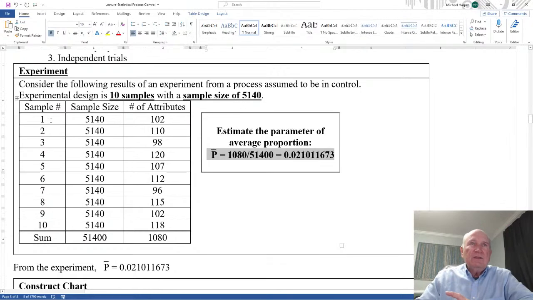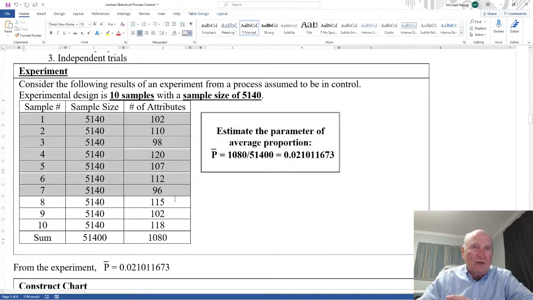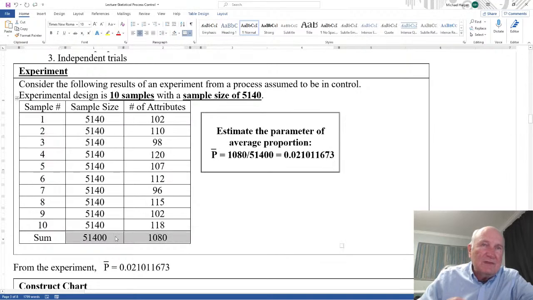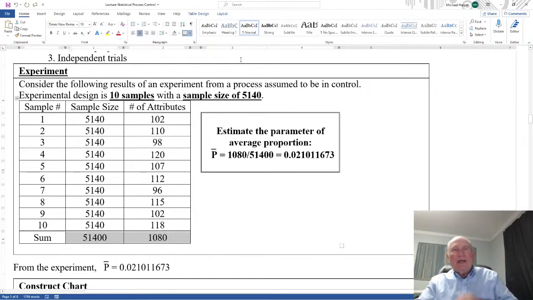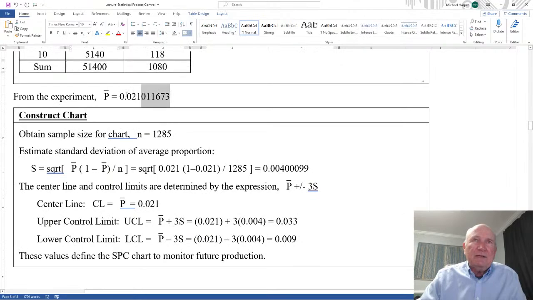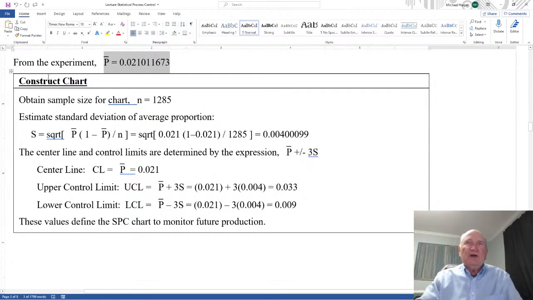Notice the experimental design was samples and sample size. We didn't use it. It doesn't matter what these are. These could be 5 samples of 10,280. If you got the same results here, these last 2 results down here, this is the only thing you need for the P chart, the way I'm presenting it in this example. Now that we have the proportion, this parameter, from the experiment, we copy it down here, and there it is. Now we construct the chart.